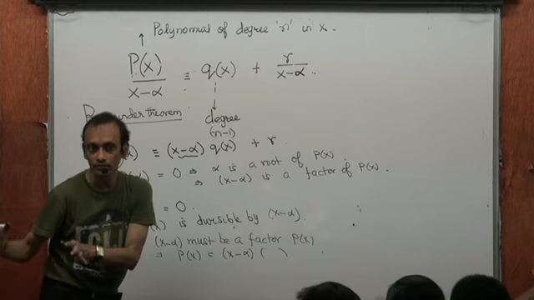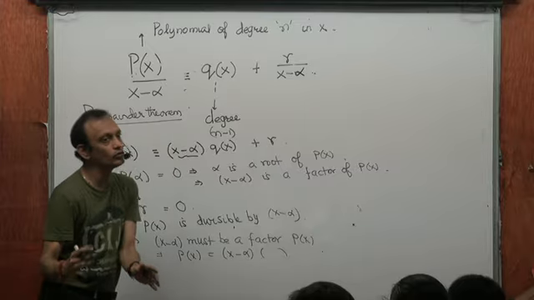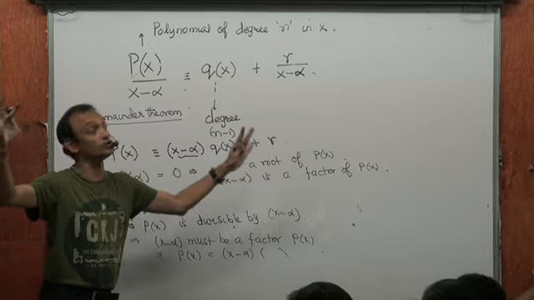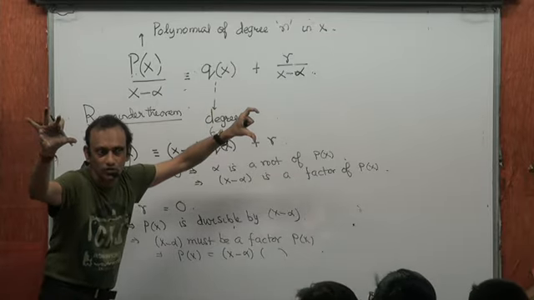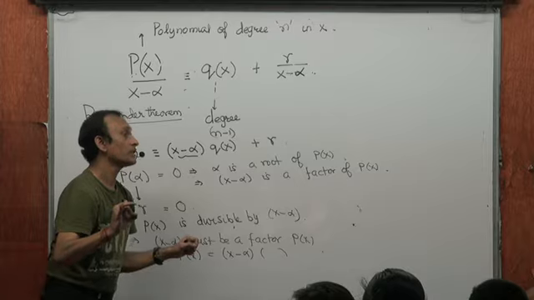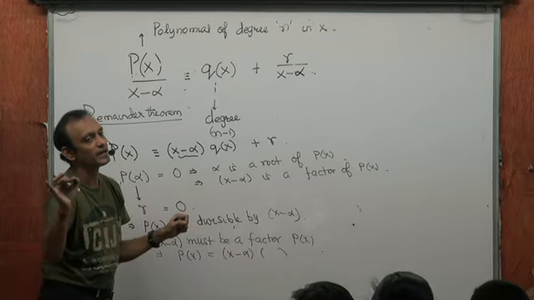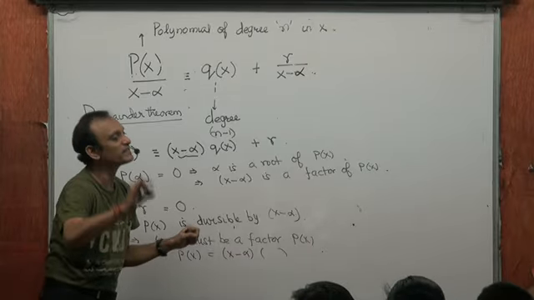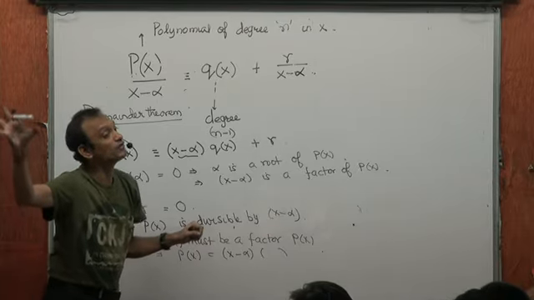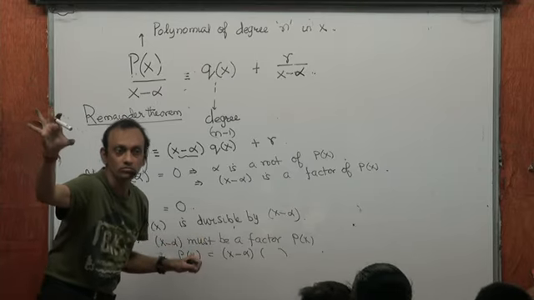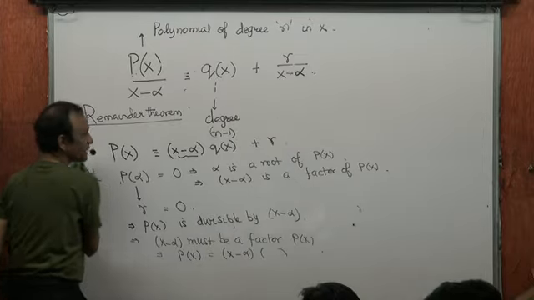Yes or no? That's important, isn't it? If P(alpha) is 0, that means alpha is a root of a polynomial which you have obtained, let's say by inspection or by some other means, you figured out that this polynomial is vanishing at x equal to alpha, then you can conclude that P(alpha) 0 means the remainder when P(x) is divided by x minus alpha is 0. That means P(x) is perfectly divisible by x minus alpha. That means x minus alpha must be a factor of P(x). That's important. Yes or no? Right? Now, can I wipe this off?